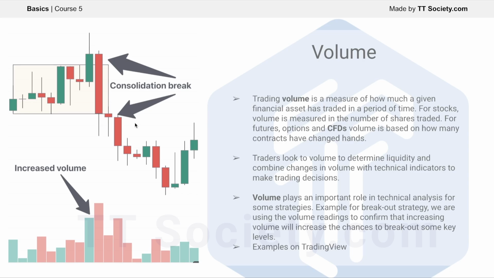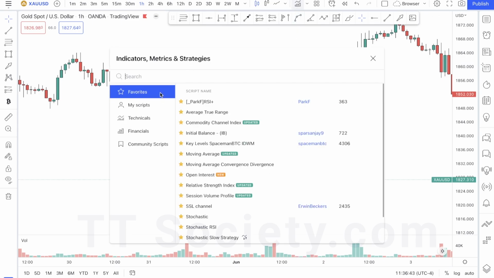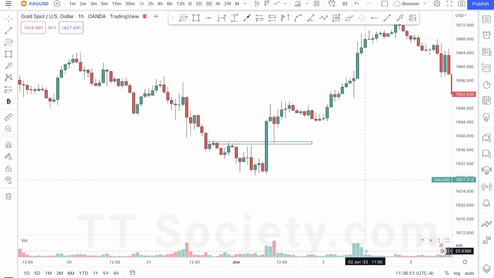And let's look at a couple of examples right now. Back to the charts, we're looking at volume. Under indicators, just simply search for volume and you will have the volume indicator here. Tap on it and it will add the volume bars to your chart. Now, how can it help us?